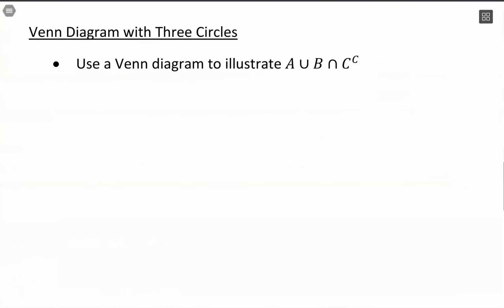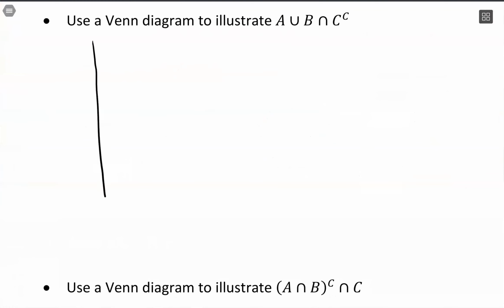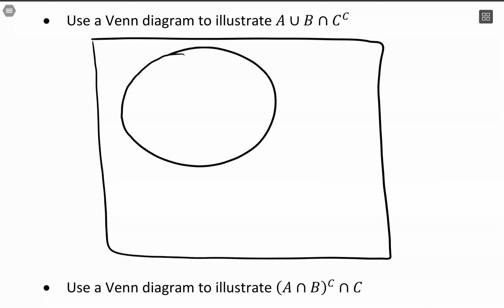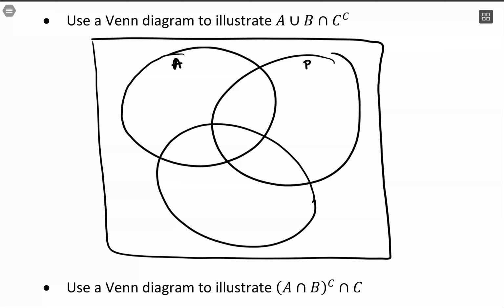Alright, let's try this with 3 groups, and just seeing this notation, how can we get a visual for what the Venn diagram is doing? So, I'm going to draw big circles. A, B, C. Alright. So, what you can do is kind of read left to right.